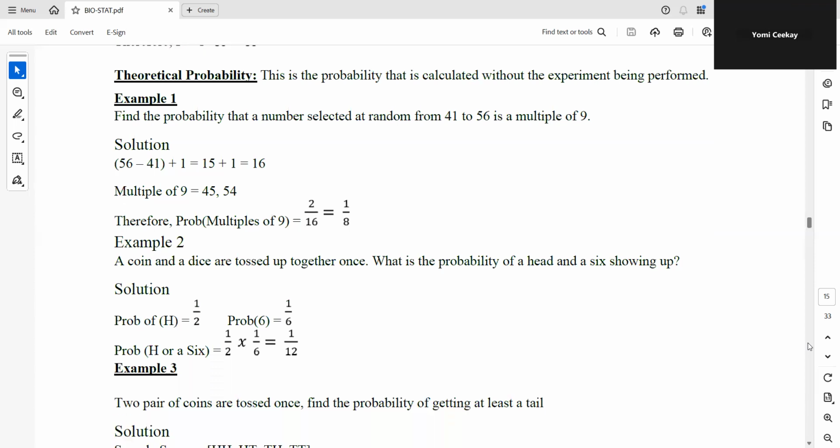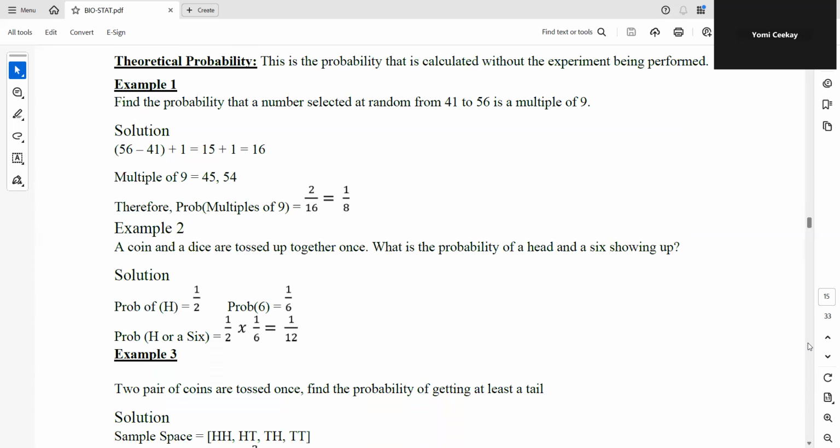For example, find the probability that a number is selected at random from 41 to 56. What is our sample space there? How do you get our sample space? You are saying from 41 to 56. You can do your normal counting, but you can say 56 minus 41 plus 1, which is 15 plus 1, which is 16. Our sample space is 16.